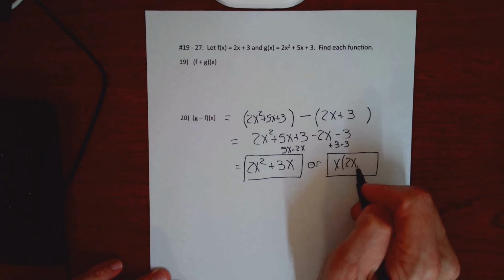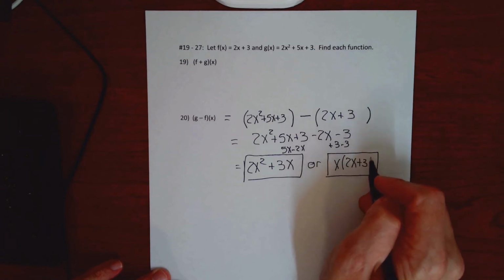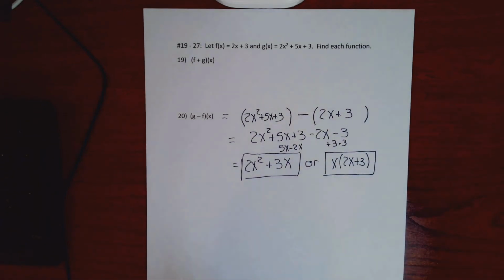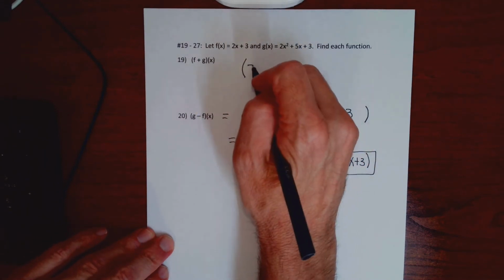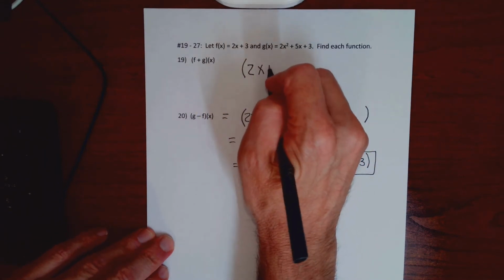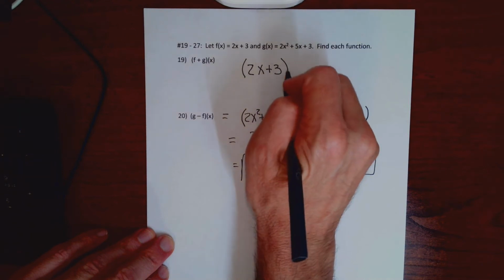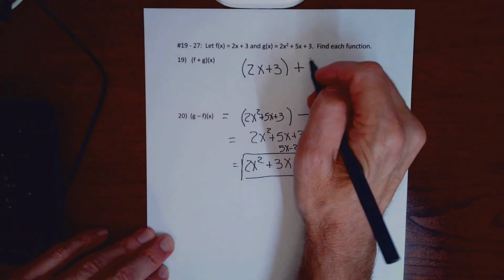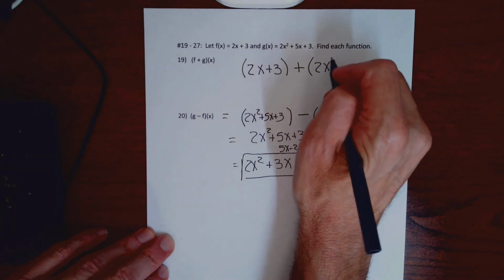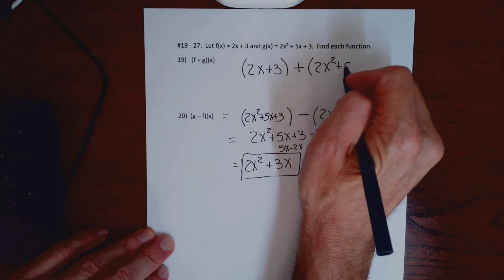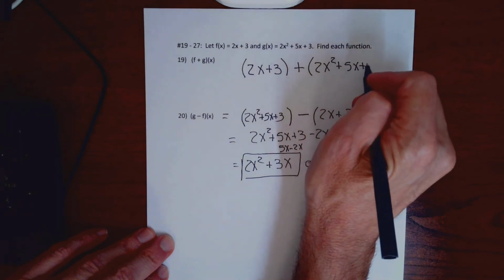It's never wrong to factor. It's generally preferred. But when we're just finding functions, if you get me the right function, I'll live with it. For problem 19, you're going to put the f function in a parentheses first because it's mentioned first. A plus sign because that's the sign that I see in that parentheses. And you're going to have a second parentheses with the g function in it.